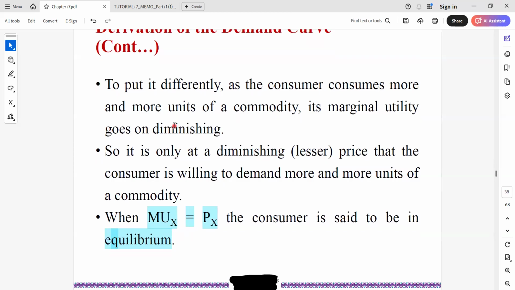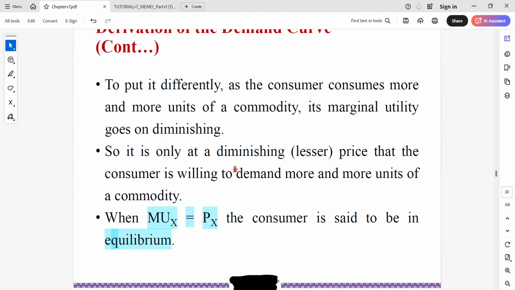Okay, they say here, to put it differently, as the consumer consumes more and more units of a commodity, its marginal utility goes on diminishing. We know this, as you're consuming more, your marginal utility will decrease. It is only at a diminishing price that the consumer is willing to demand more and more units of a commodity. So they're saying here, if the price is decreasing, you're going to demand more of a certain commodity, which is true.